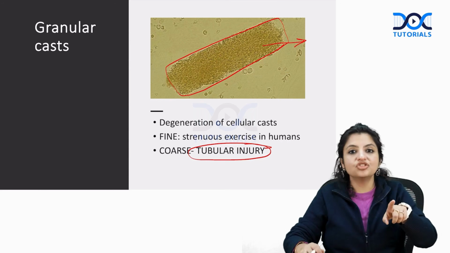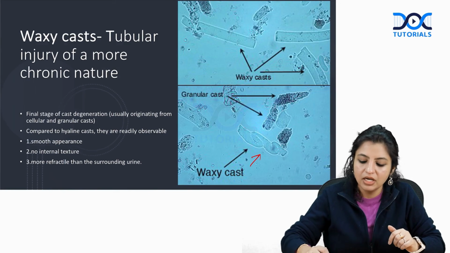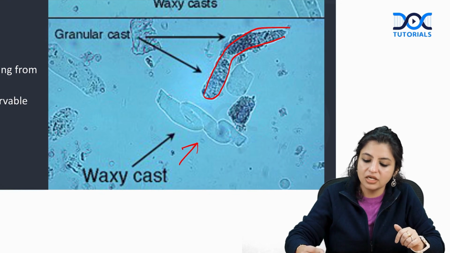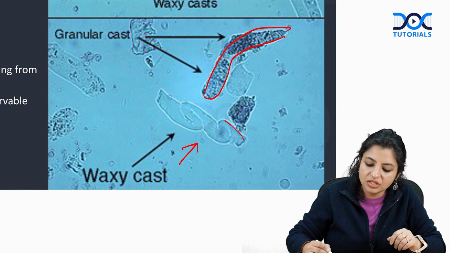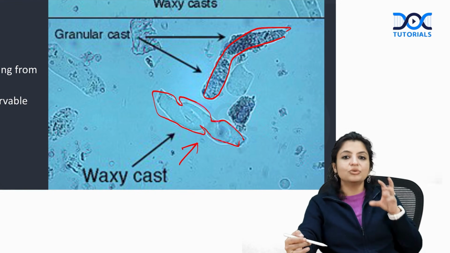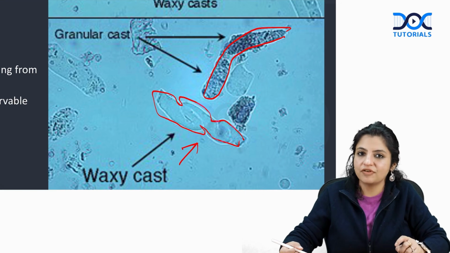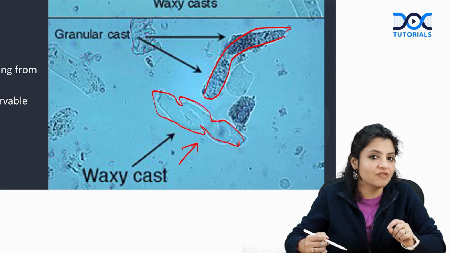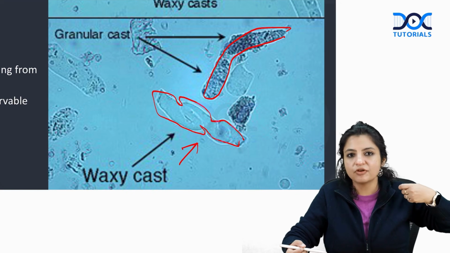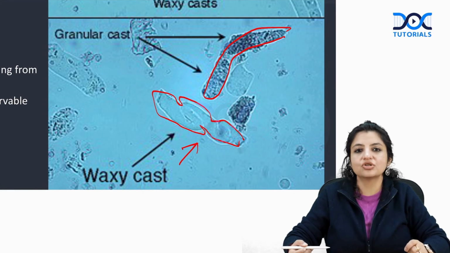But remember, when the tubular injury becomes chronic, these granules are resorbed and they change into waxy casts. In this image, you're seeing two types of casts. One is the granular cast, which means tubular injury is occurring. The second is the waxy cast, which means chronic tubular injury. How are they different from hyaline casts? Because their outlines are very well defined. Waxy casts appear like a wax strip. Remove a strip from a candle and see how it appears: waxy, with well-defined outlines. That is what is called a waxy cast.